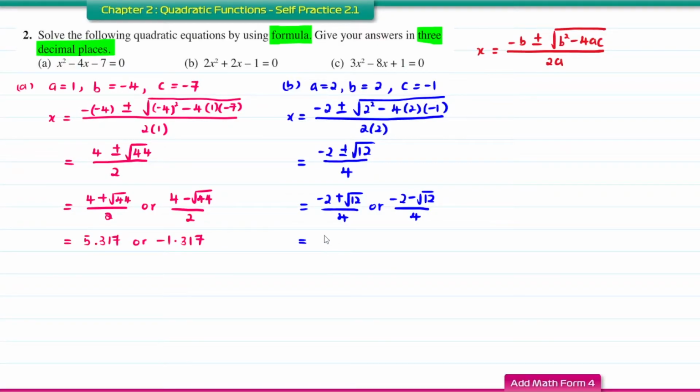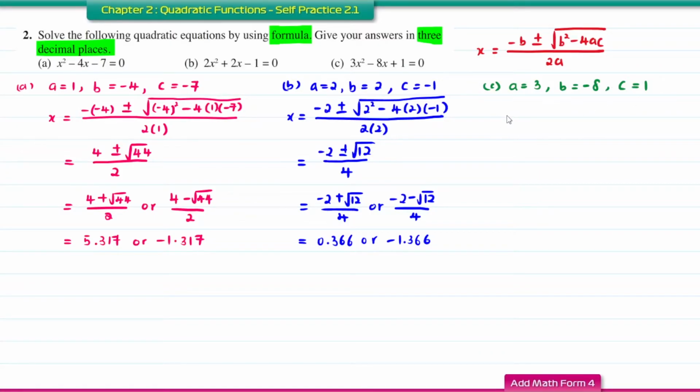Solve this using your calculator. You will have the answer of 0.366, or the other one is -1.366. Question C. So 3x squared minus 8x plus 1 equal to 0. This one also in general form. So a is equal to 3, b is equal to -8, and c is equal to +1.